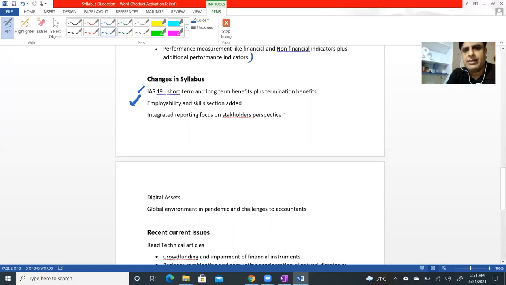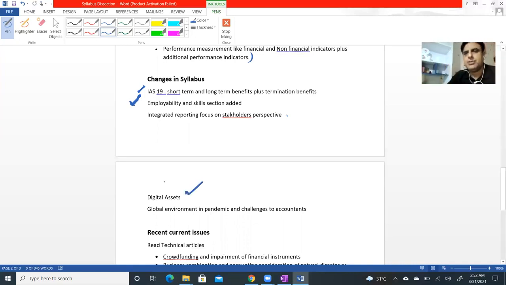And integrated reporting, focus on the stakeholders' perspective. Previously, the integrated reporting framework was discussed as to what should be in it, what will be discussed in it. But now the more focus will be on the stakeholders' perspective. How different stakeholders will perceive this integrated report, or how we can discuss the key aspects relating to stakeholders in integrated reporting. Then a very important one, digital assets.